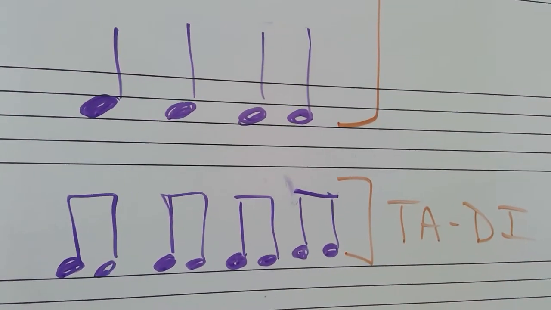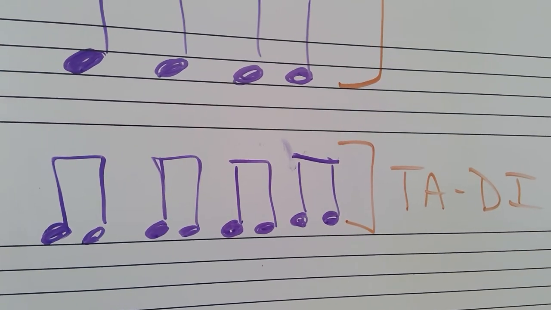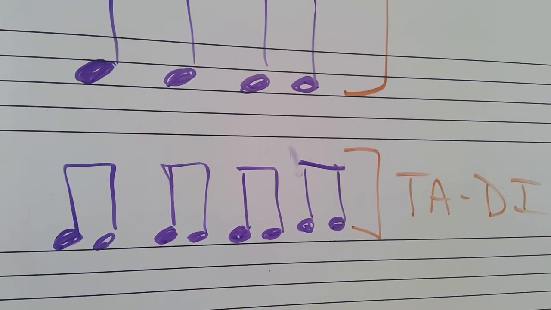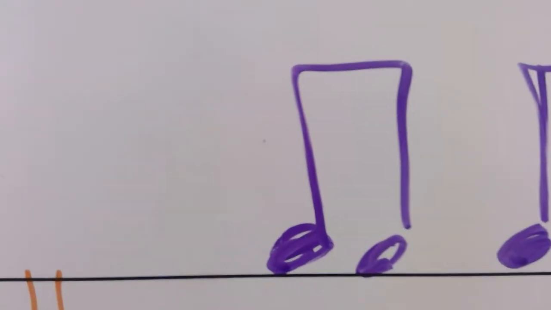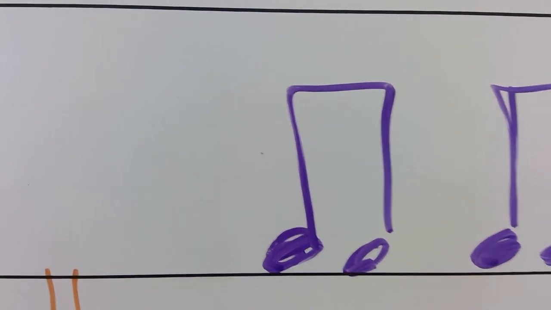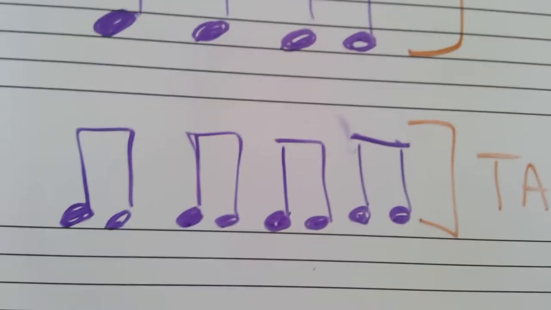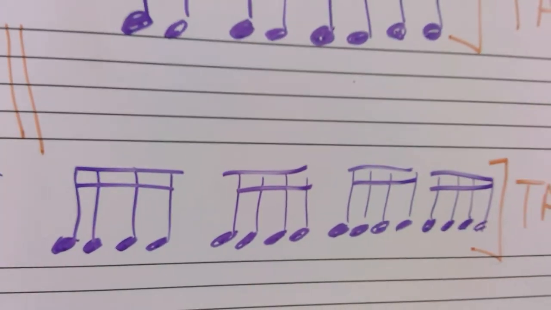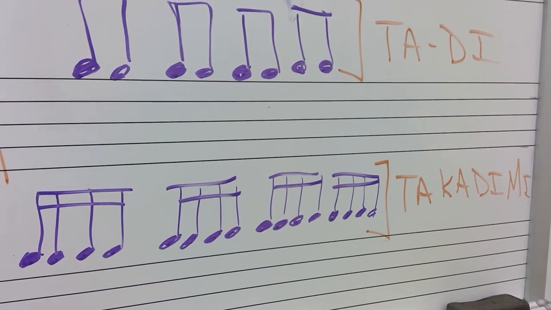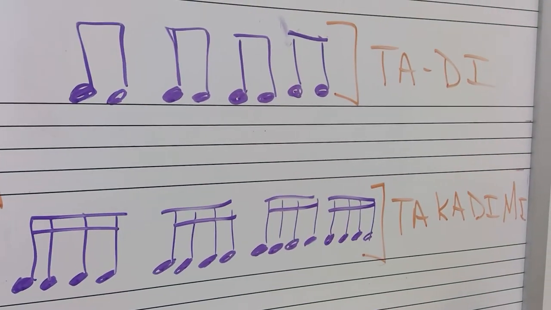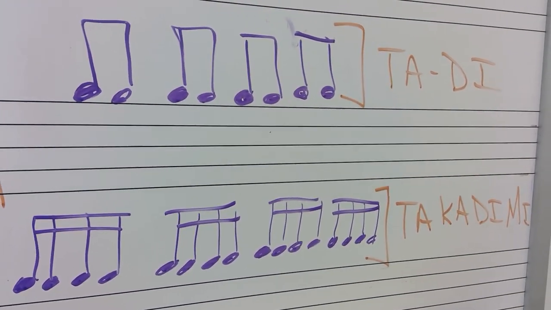If it gets smaller and we have eighth notes, those would be ta-di, ta-di, ta-di, ta-di. The first eighth note in a pair will always be ta, and the second one will always be di. If we get even smaller and we have 16th notes, that is going to be TAKADIMI. And this is called the TAKADIMI system that we use. So this is the namesake for this system. So these 16th notes would be TAKADIMI.